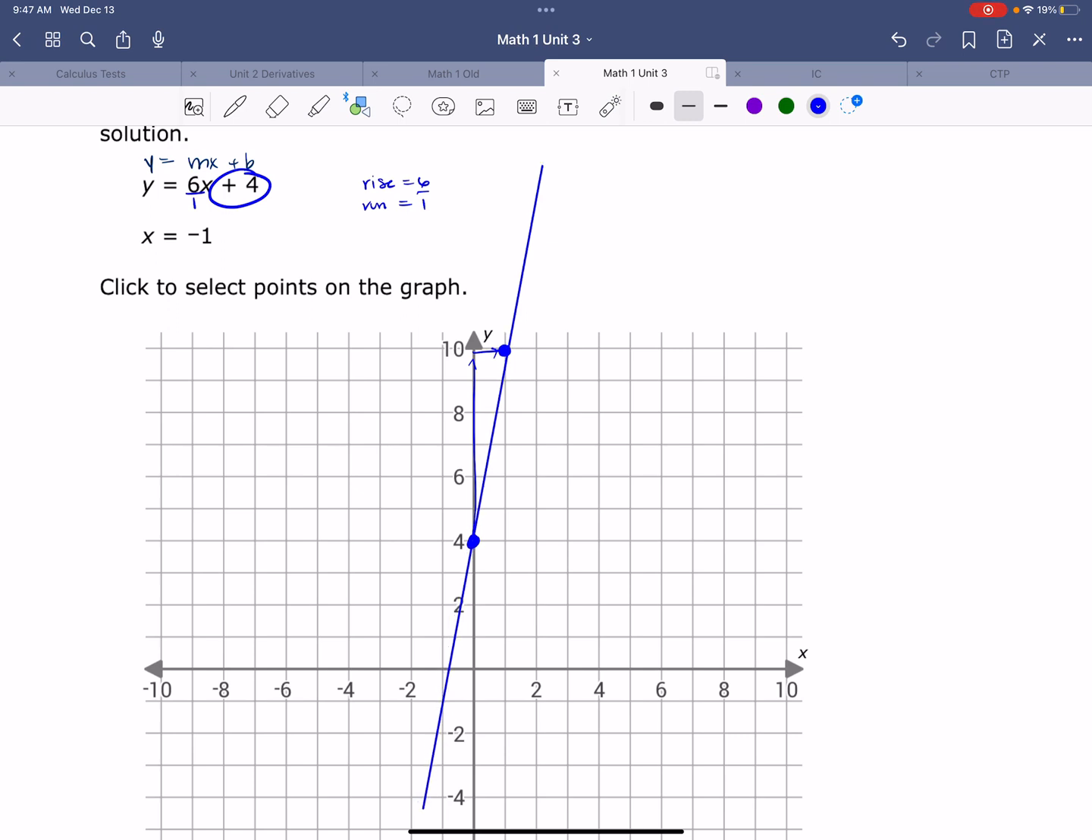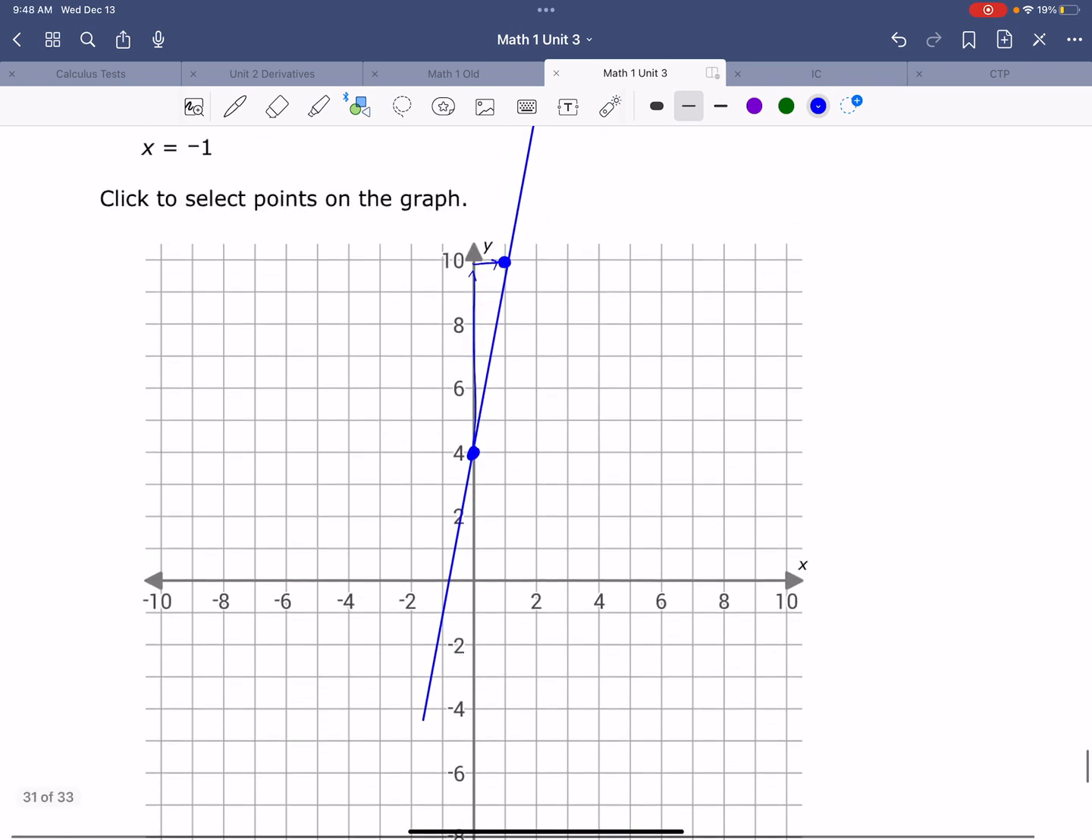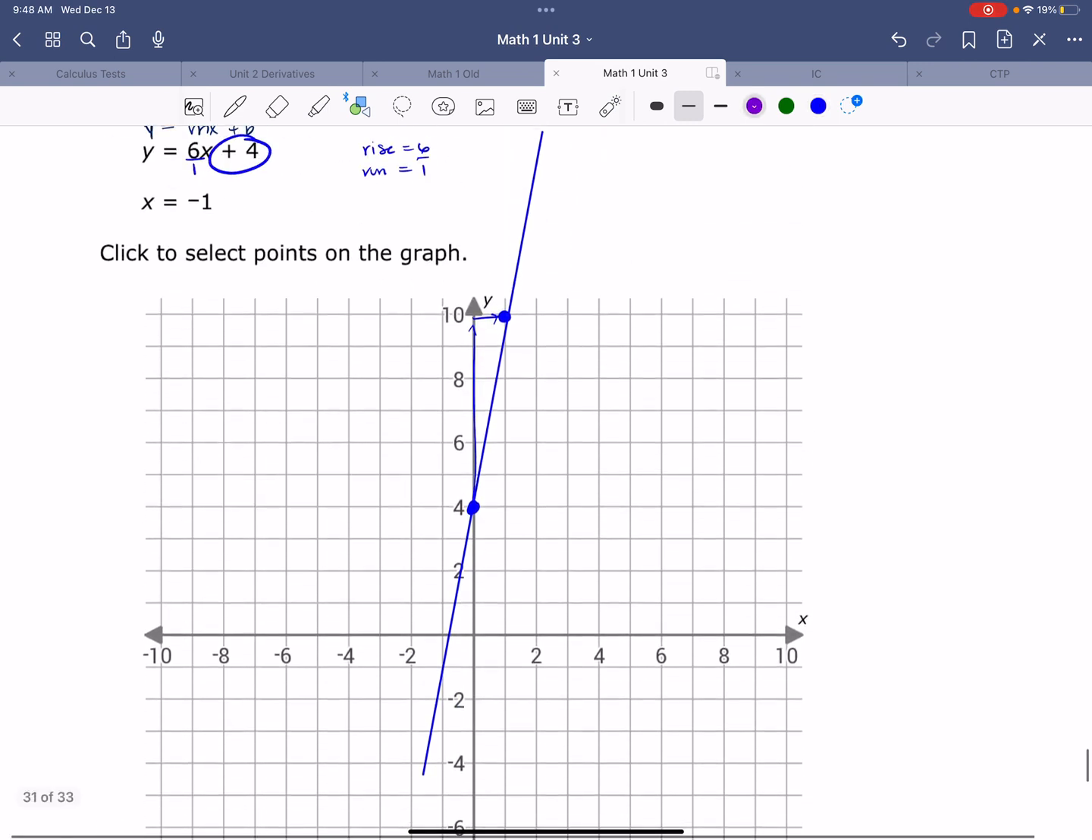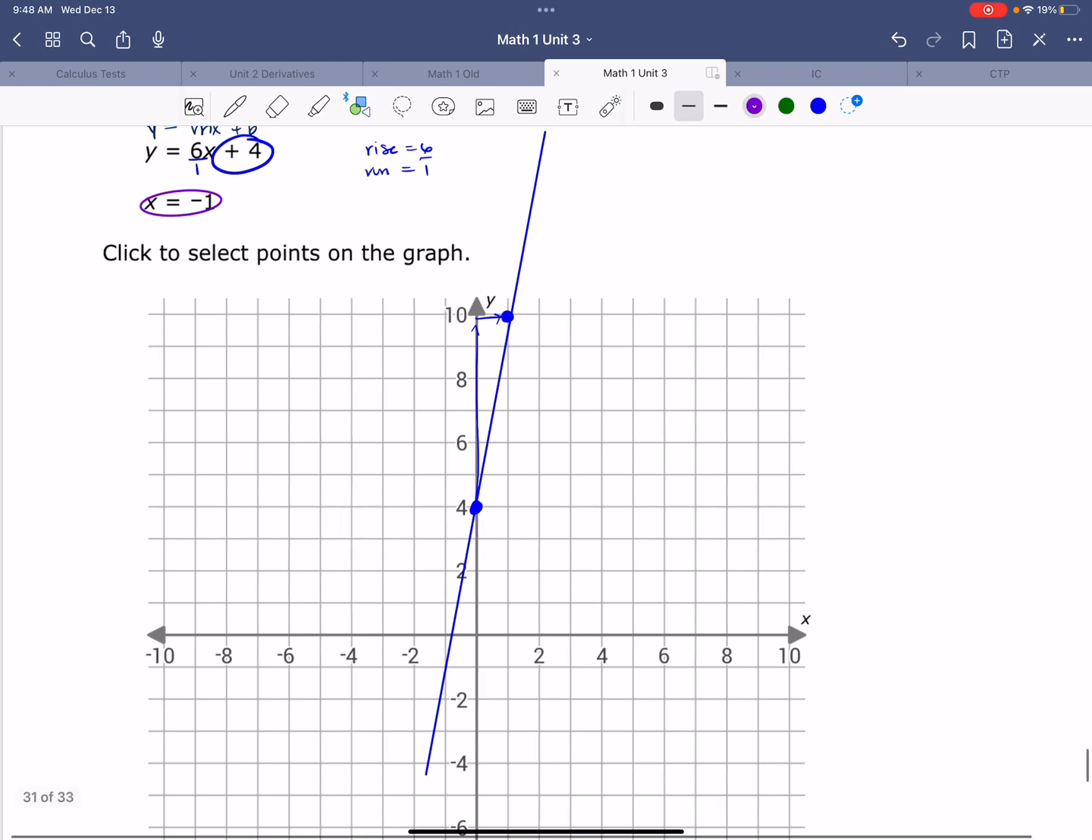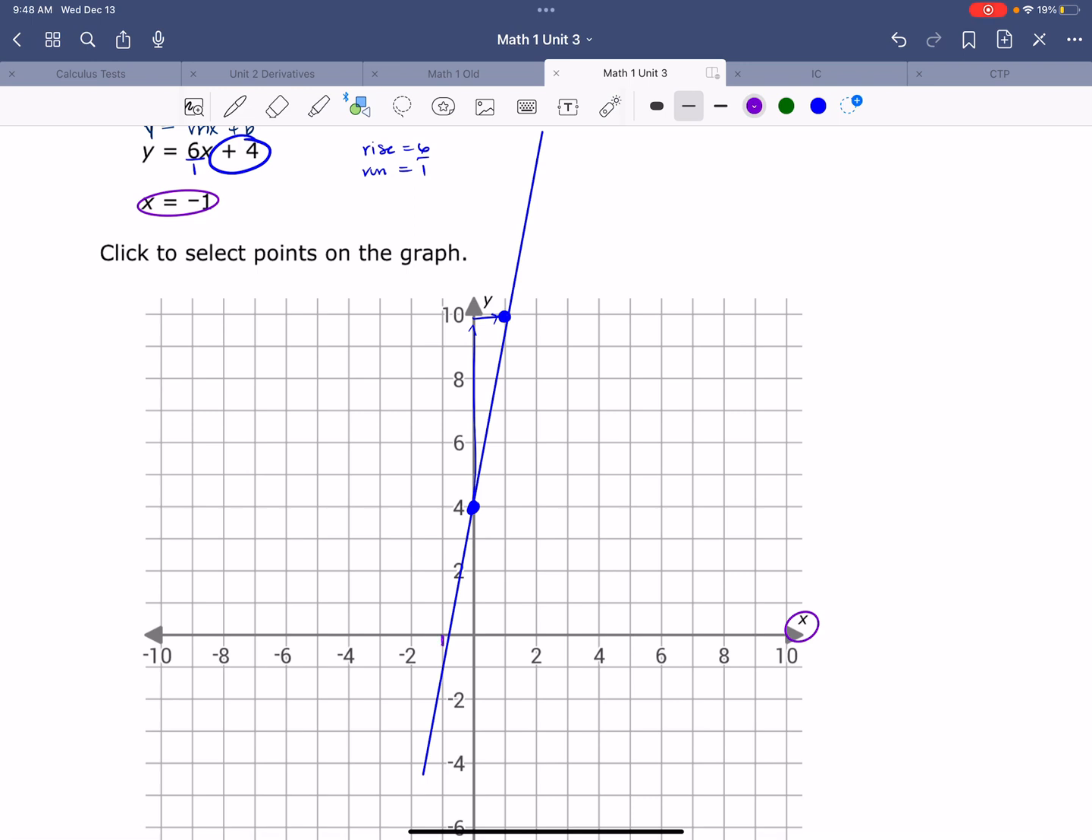Now, when I have the equation x equals -1, what that means is that every single point on that line has an x coordinate of -1. So here on the x-axis, you're going to look for -1. And so this point has the coordinates -1 and 0. This point has -1 and 2. This point has -1 and 4.